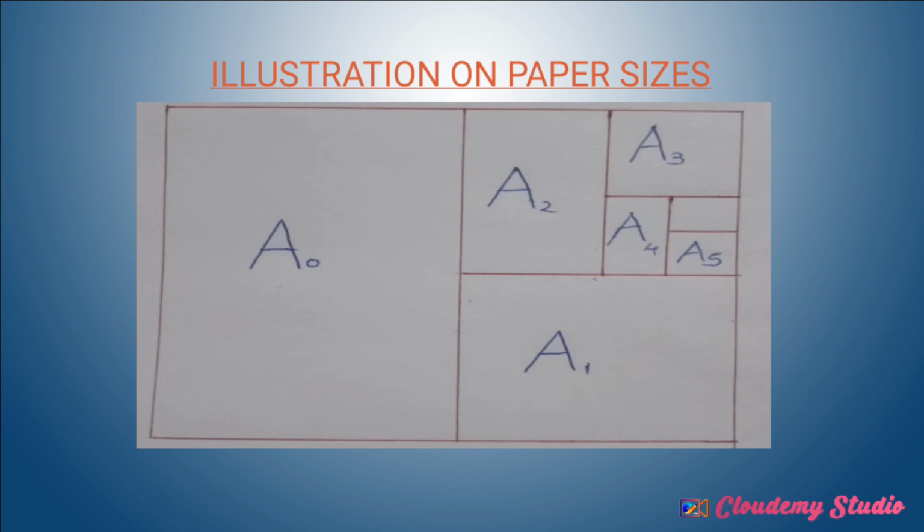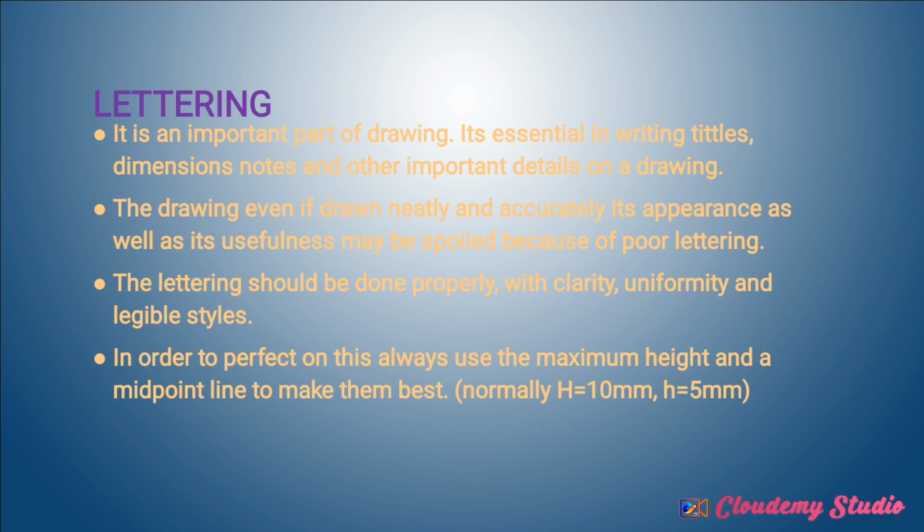Then next we go to lettering. So lettering is an important part of drawing and is essential in writing titles, when dimensioning an object, and also in drawing the title block. So you have to observe a correct form of lettering. And the drawing, even if drawn neatly and accurately, its appearance as well as its usefulness may be spoiled because of poor lettering. So you might have drawn something that is very neat, your diagrams are very neat, but your lettering are very poor. So depending on the examiner's way, the lettering has some marks. So you'll be denied some marks because of poor lettering.